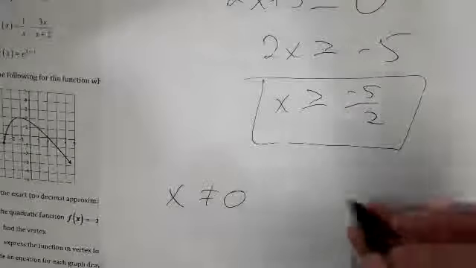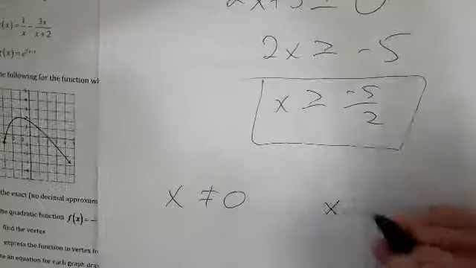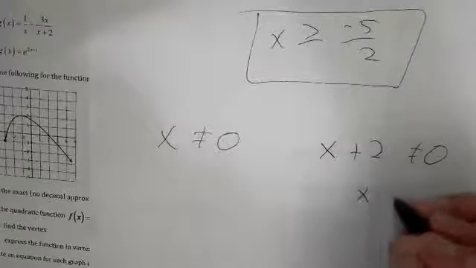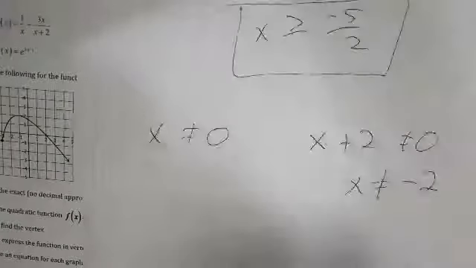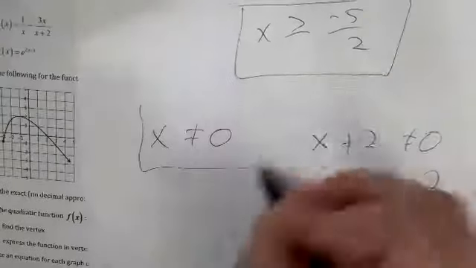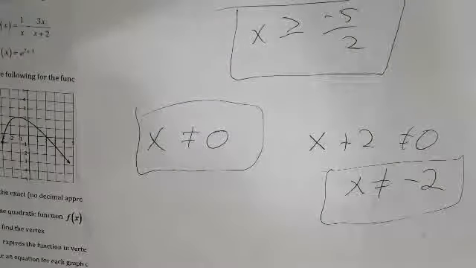Anything else? x plus 2 cannot equal 0. Yeah, x plus 2 cannot be 0. So if we solve x plus 2 cannot be 0, x cannot be negative 2. So these are my two domain restrictions here, and those are the two things I'm looking for.